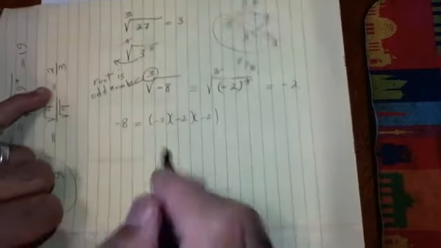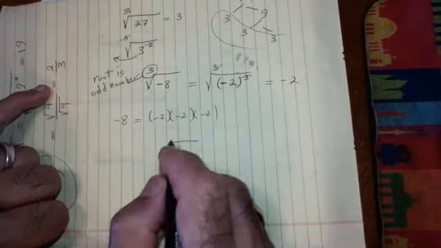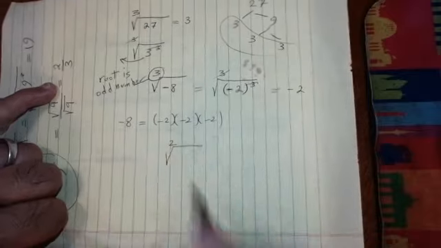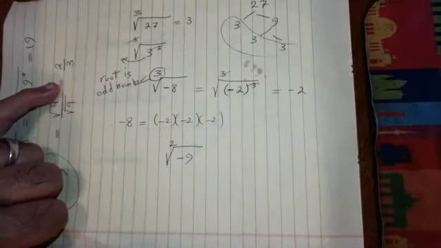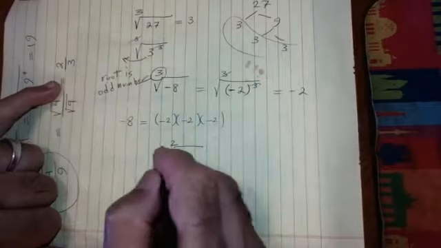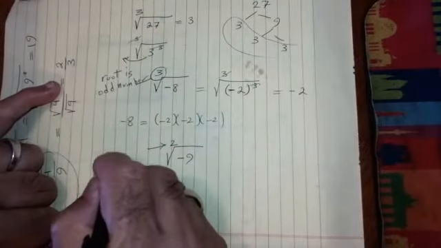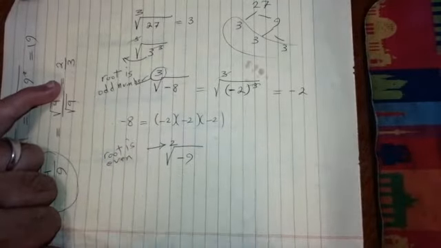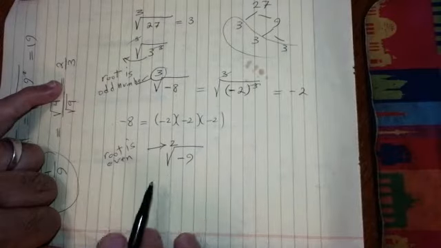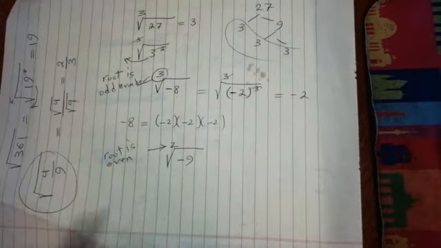But what if the root is even? Can I have negative 9? No. The root is even. If I use my calculator and just find the square root of negative 9, see what happened here.